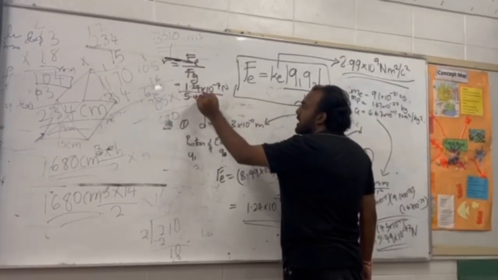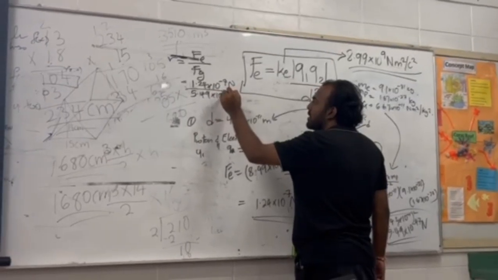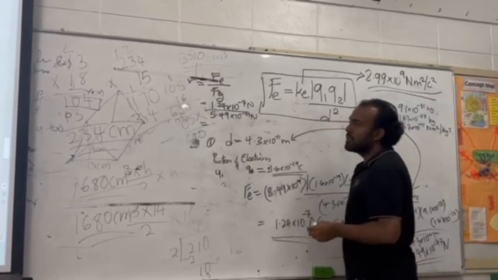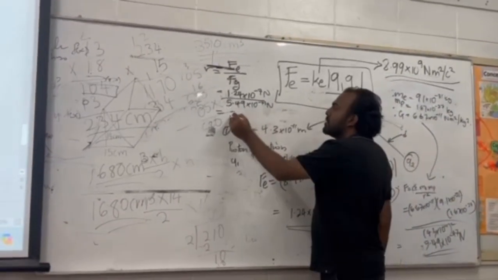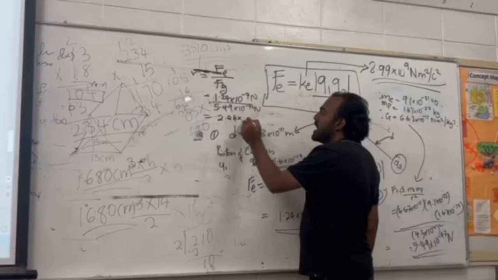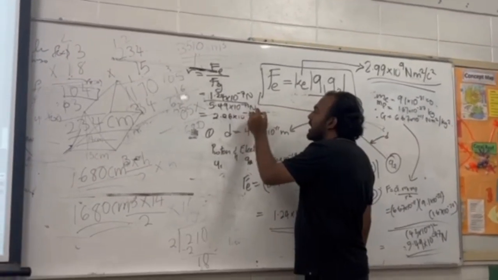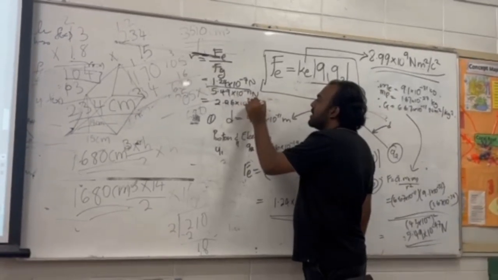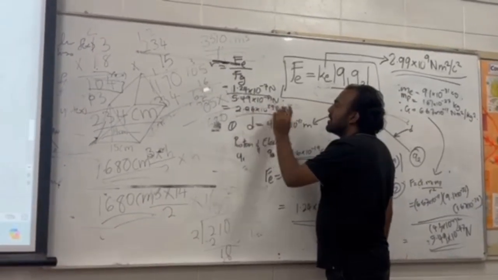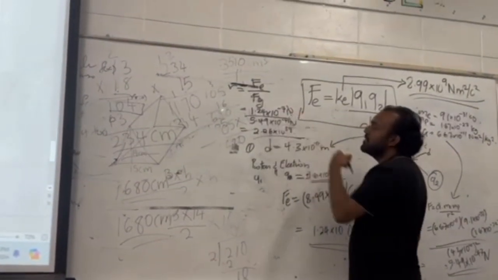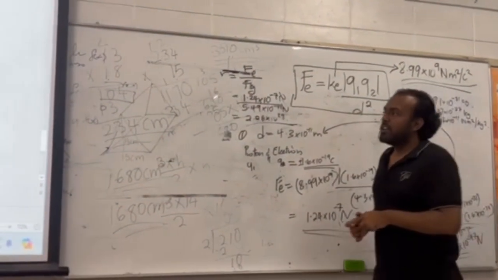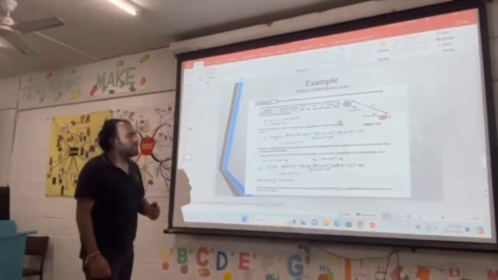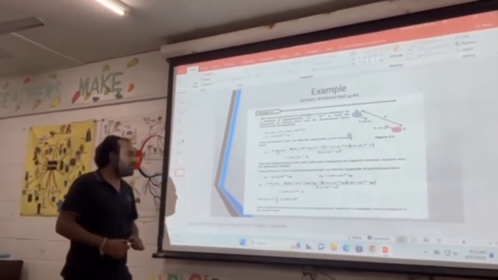5.49 times 10 to the power of negative 47 Newton, and your answer is 2.26 times 10 to the power of 39. Positive 39. That's it. So there is no unit, because Newton and Newton cancel out. Thus the gravitational force between the charged atomic particles is negligible when compared to the electrical force.